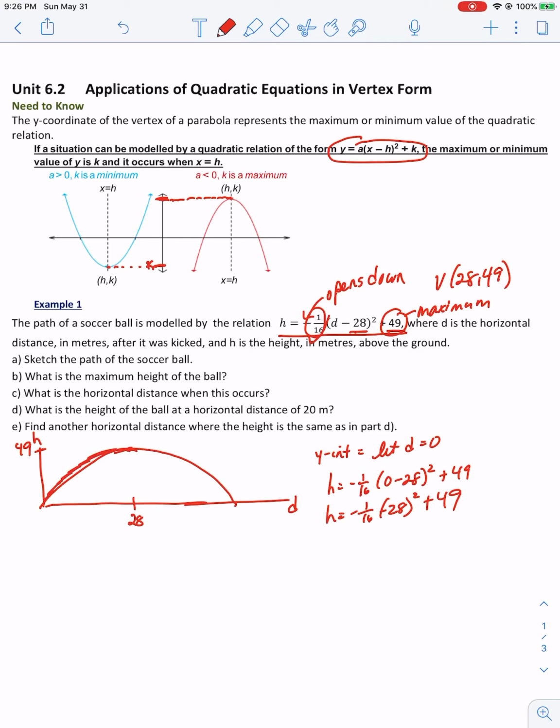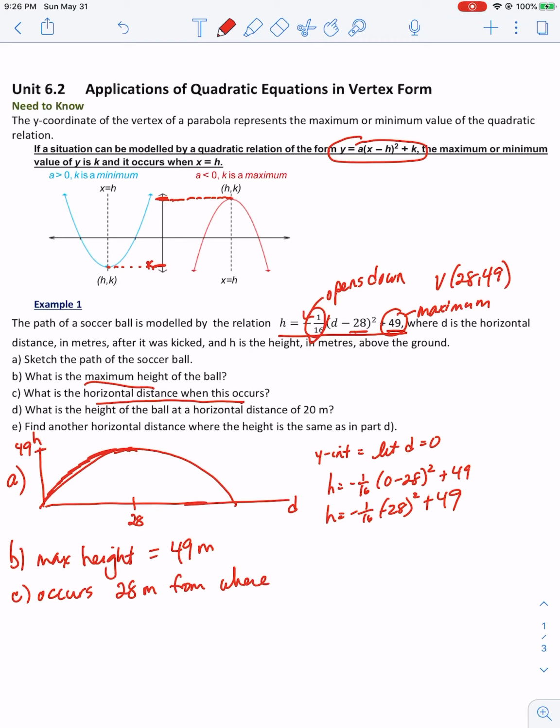All right, so sketch the path of the soccer ball. What is the maximum height? So this is A, this is B. The max height equals 49 meters. What is the horizontal distance when this occurs? It occurs 28 meters from where it is kicked. That's the horizontal distance.